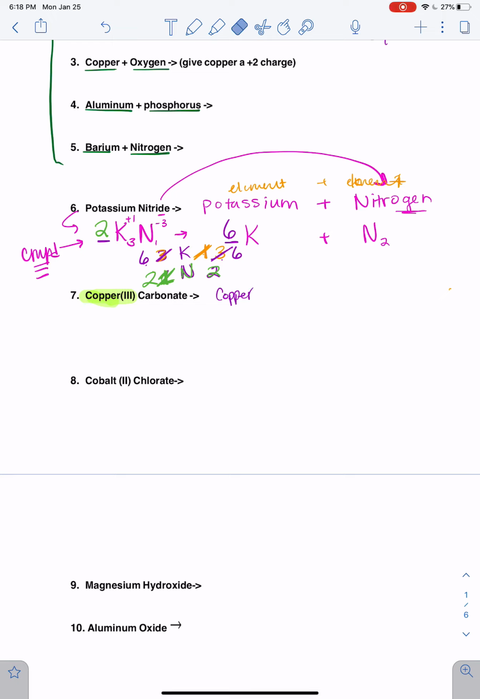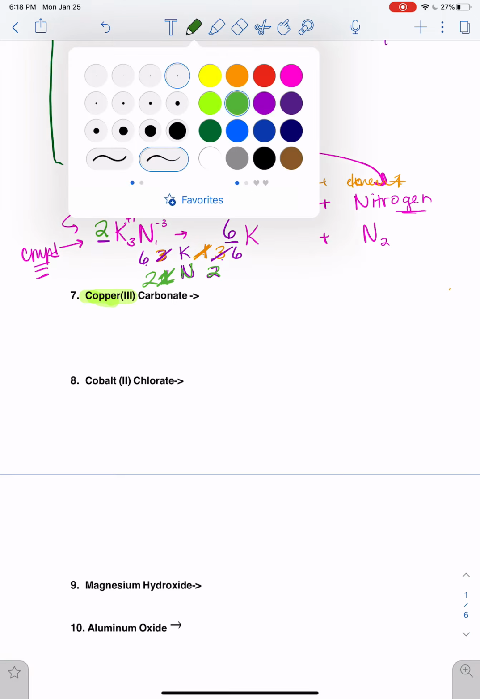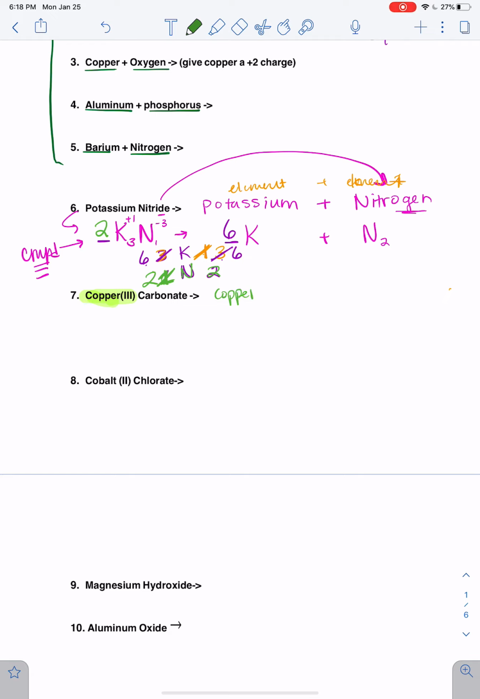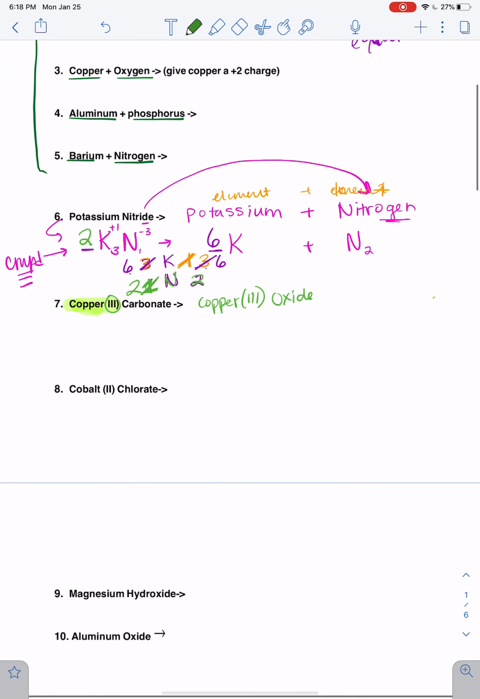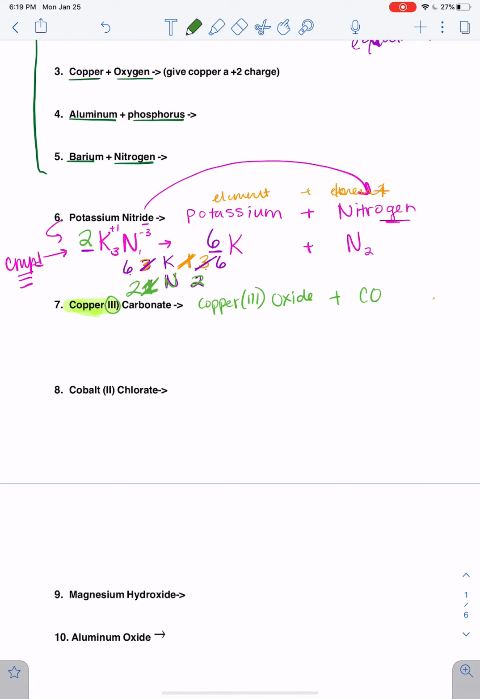So I'm going to make copper. Let me use a different color. Copper. Remember to bring the 3. Oxide. Remember, that's what it told us to do. It told us right here to make a metal oxide. So I took my metal, which was copper. I brought its charge with it, and then I put the oxide with it. And we will get CO2. So I'm going to also put plus CO2. Let me write it out since I'm in the word formula. Carbon dioxide.